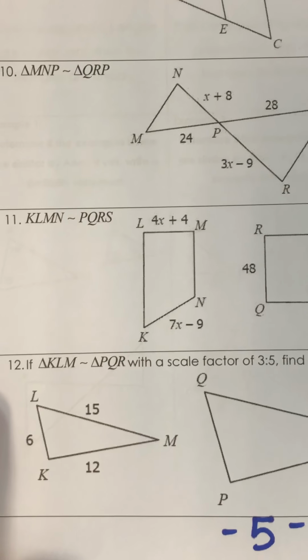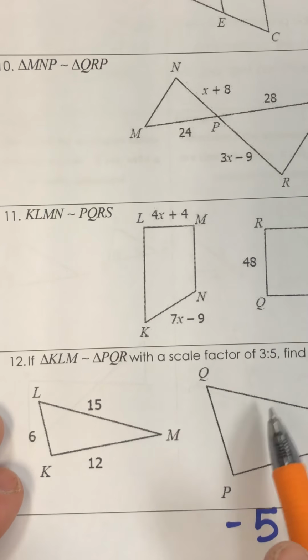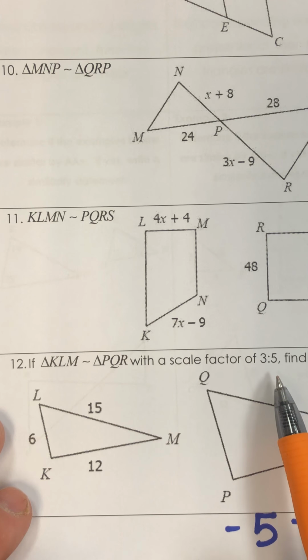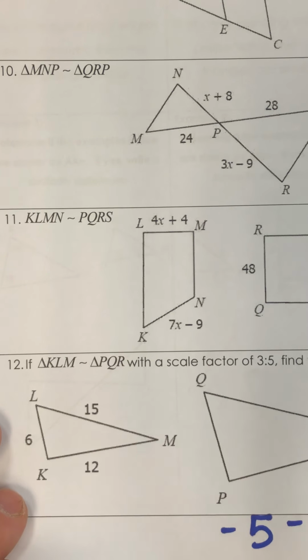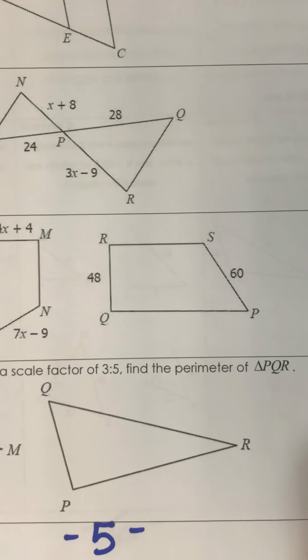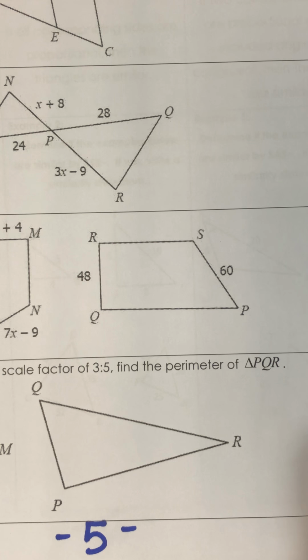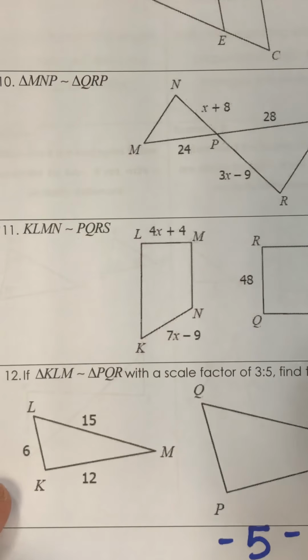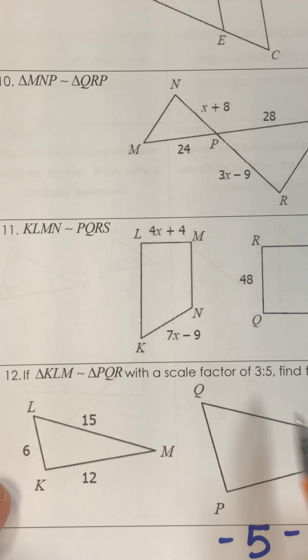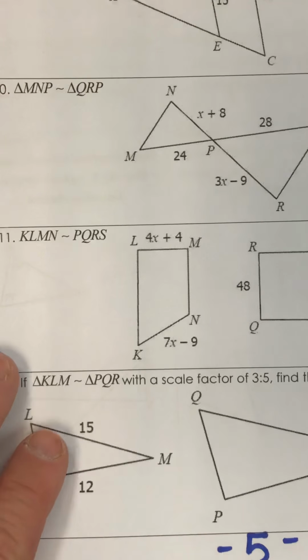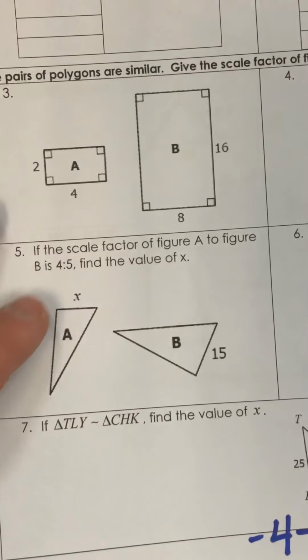And number 12, it gives you the scale factor. So there's your fraction, 3 over 5. There's one fraction you can use, 3 over 5, right now. And you want to find the perimeter of the other one. So you set up the perimeter of 1 over x is going to equal 3 over 5. And there you go. All right, 17.2.